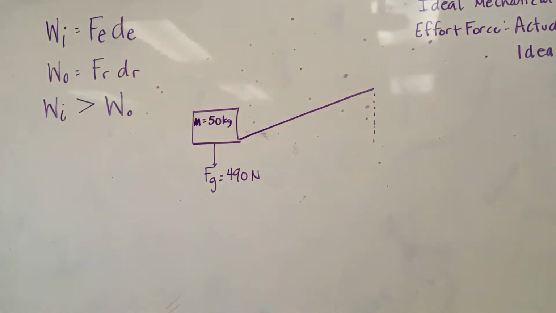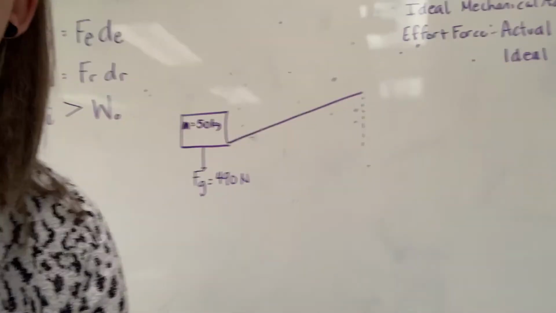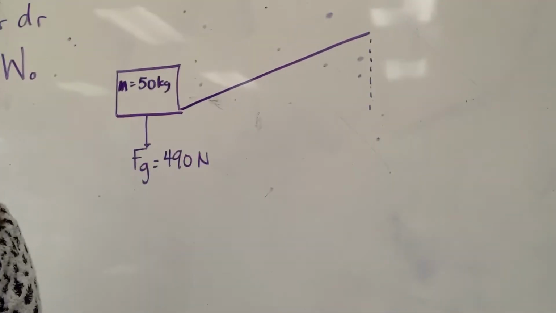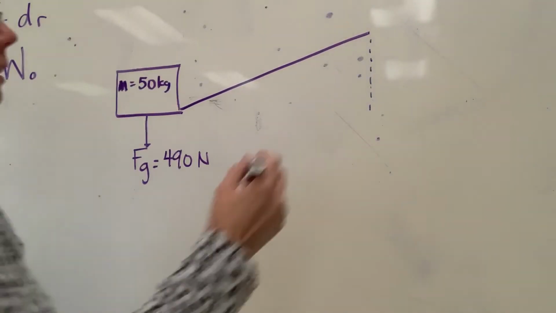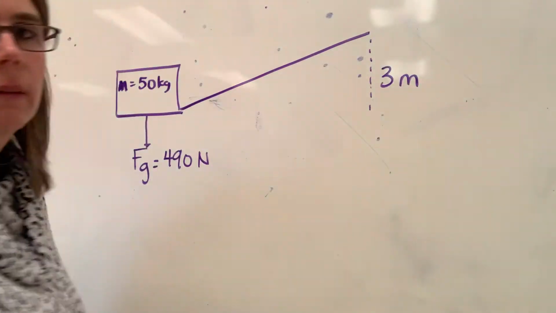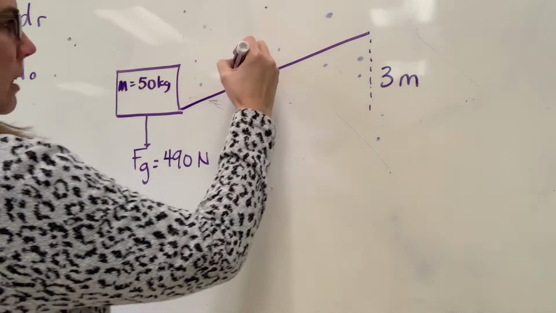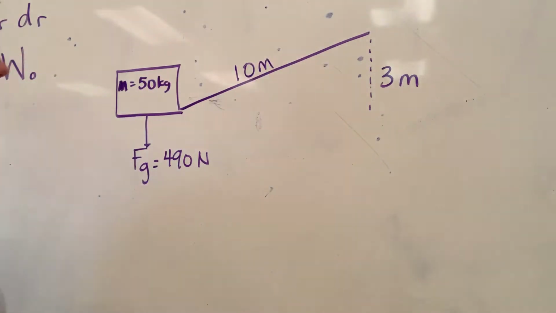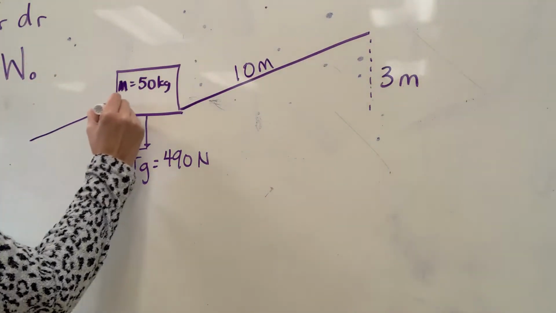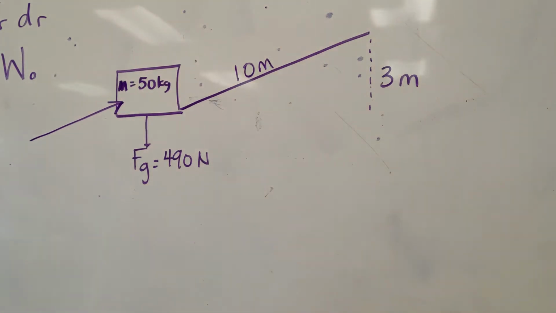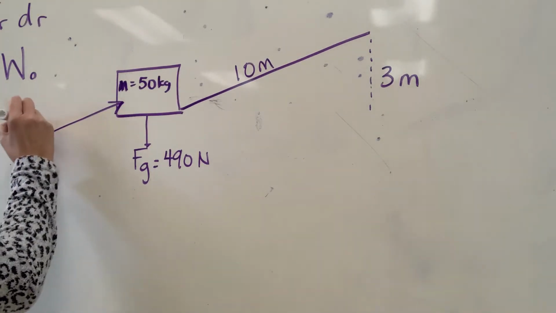And I'm going to use this incline plane to lift this box 3 meters, okay? I'm going to use a ramp, and let's make the ramp 10 meters long. And I'm going to push the box up the ramp, right? And so I'm going to push with a force of 245 newtons.